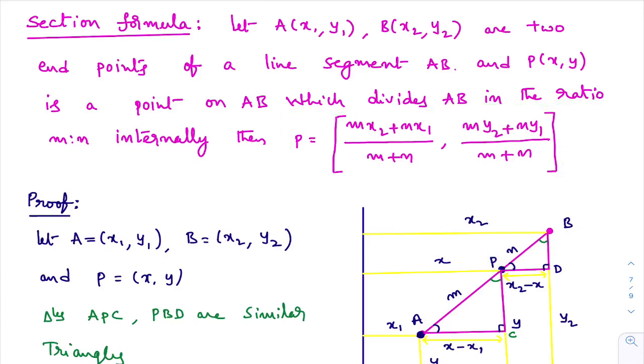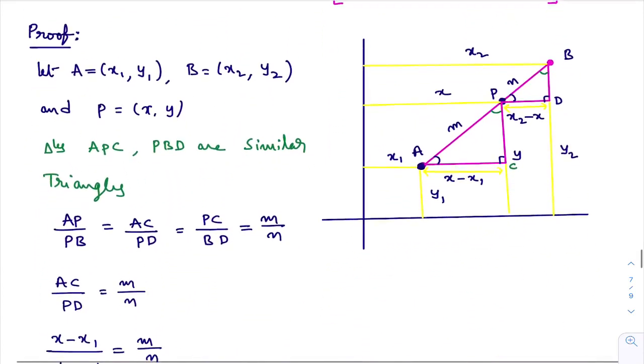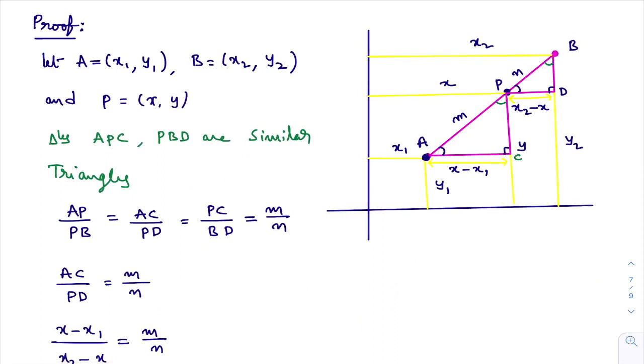Now we will see its proof. As they have given A is (x1, y1), B is (x2, y2), I consider that A is the point (x1, y1), B is the point (x2, y2). You see here, this is the point A, this is the point B. As A is (x1, y1), as we learned in the beginning of the coordinate system, this length is x1, this length is y1. I hope you are understanding.